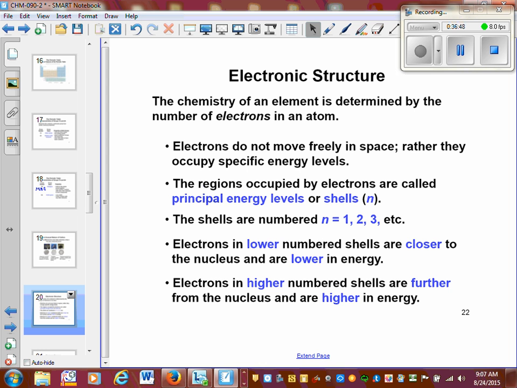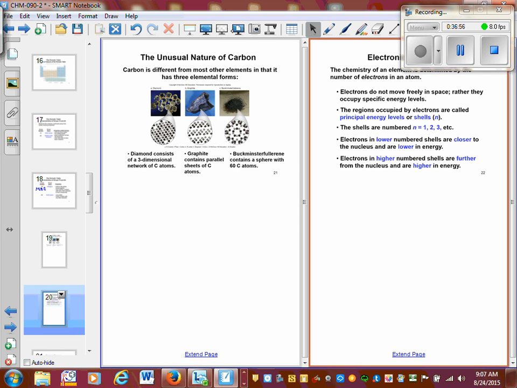Let's see if I can do this. I'll insert a blank page. I can do that. All right.